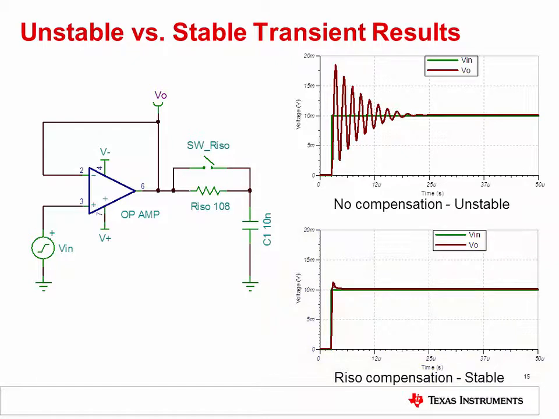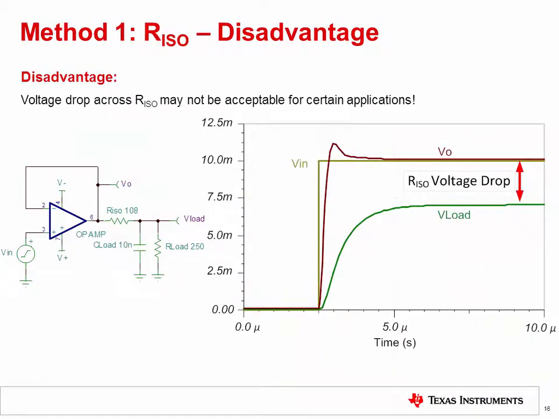While the RISO circuit is both simple to implement and design, it has a big disadvantage in precision circuits. The voltage drop across RISO is dependent on the output current and may be significant compared to the desired signal. As shown here, a 10 mV signal has over 3 mV or 30% of error due to the 250 ohm output load.